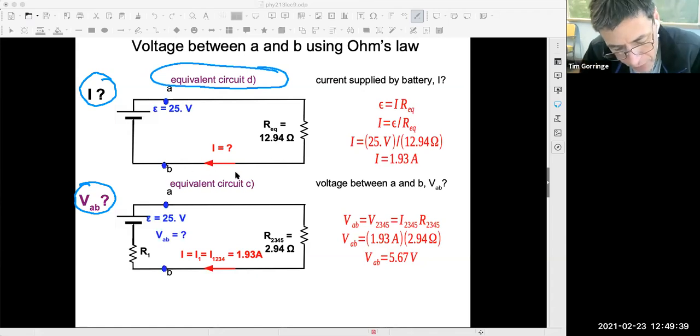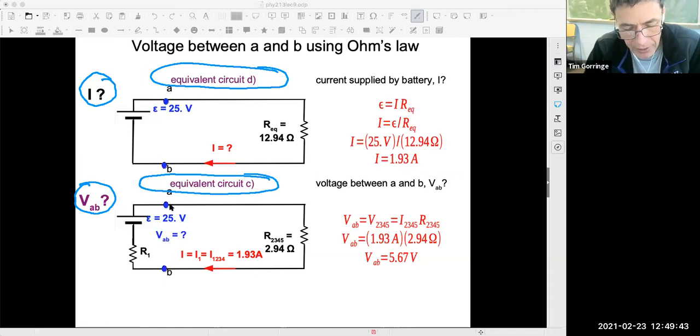And when I worked out the voltage between the 2 points A and B, I actually worked with not the original circuit, not the very final circuit, but circuit C, where we had got down to 2 resistors. Because in that circuit, it isolates the potential across A and B. It allows me to solve that potential across A and B.